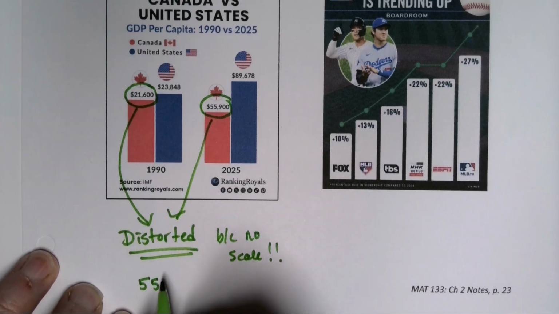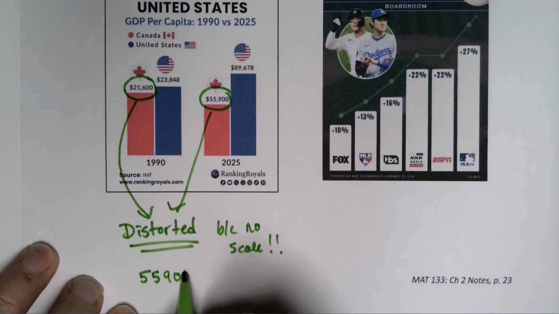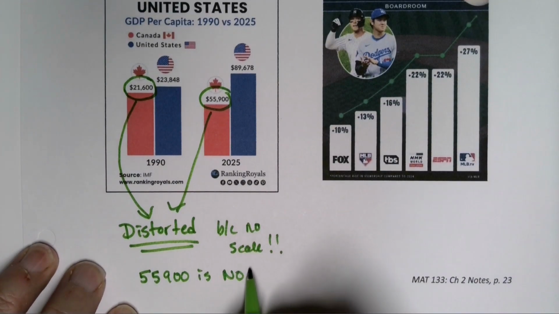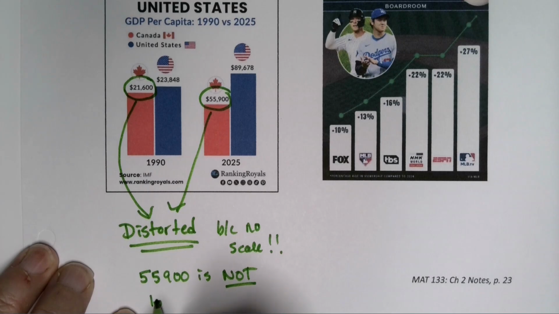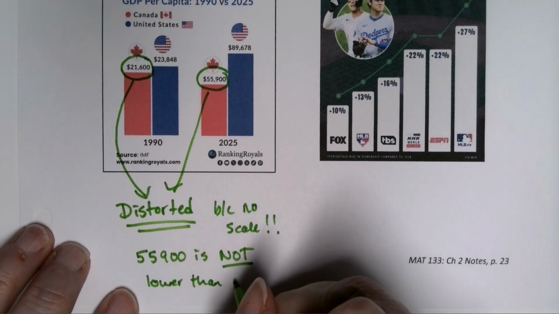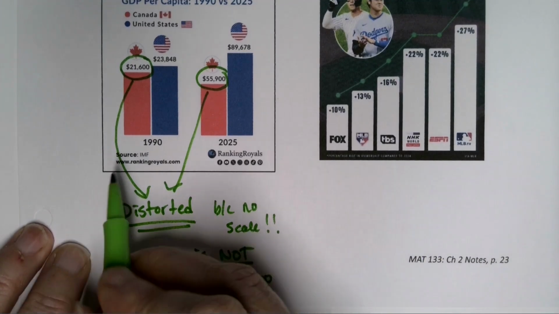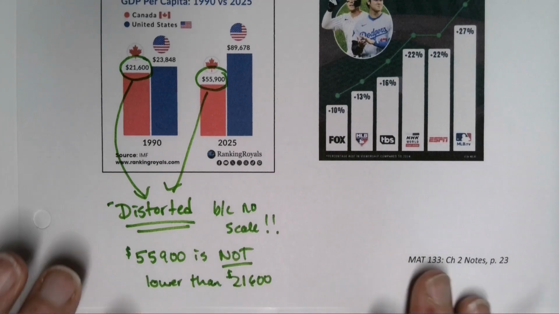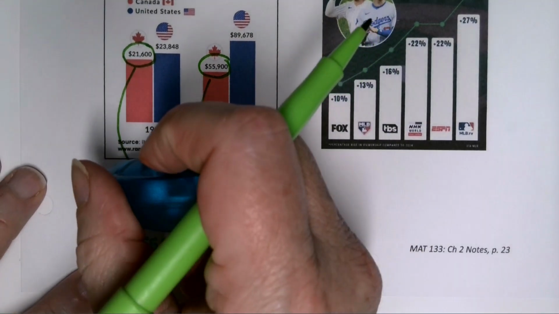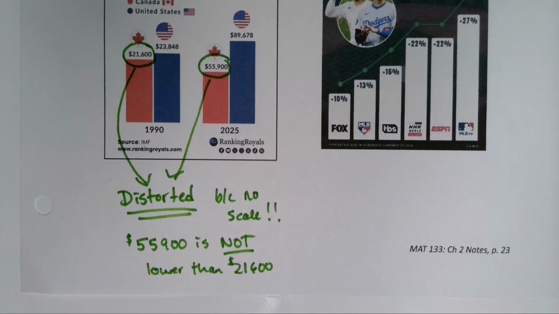So 55,900 is not lower than 21,600. Who the heck knows what was going on there? Nobody knows. We do not want to distort.